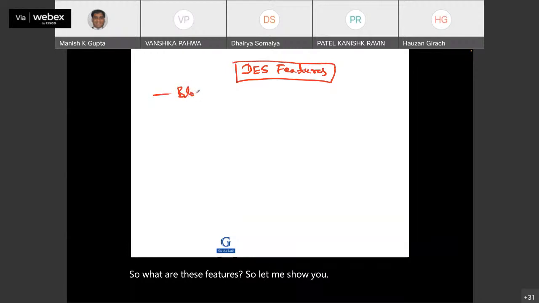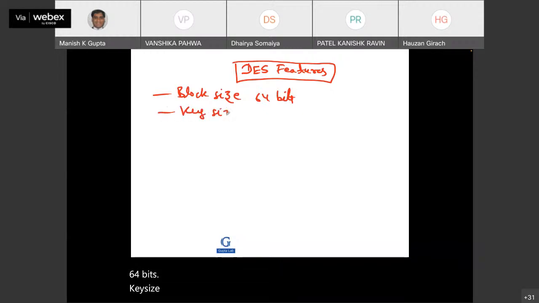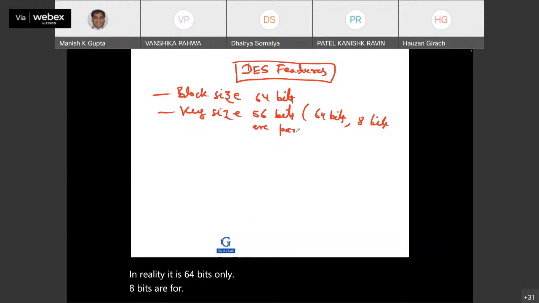Block size: 64 bits. Key size: 56 bits. In reality, it is 64 bits only. 8 bits are for parity check bits, for error control.